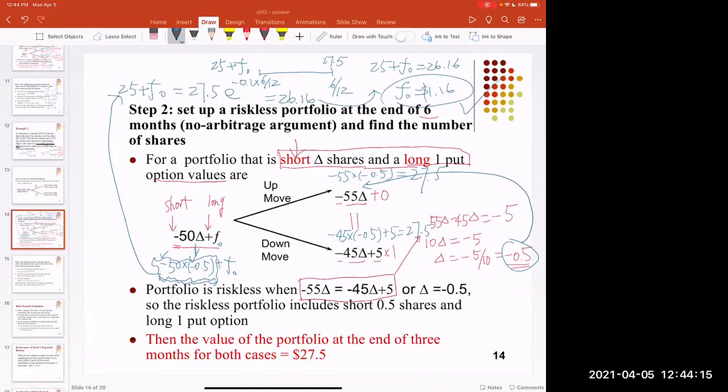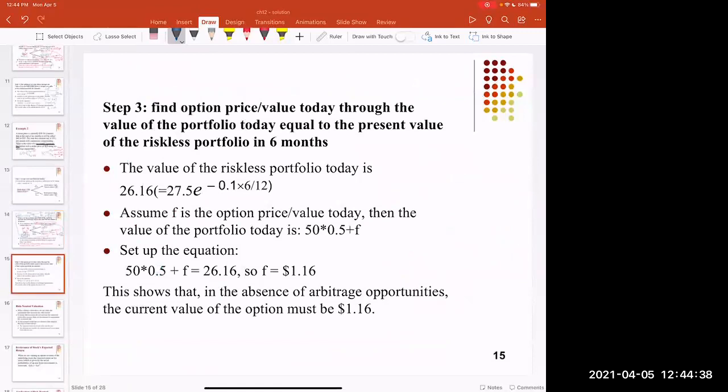So make sure you understand why this is 25. I think this is the place where a lot of students make mistakes. Why is it positive? Because we have negative times negative, which is positive. So delta could be positive or negative. Negative just means the short position. So for step 3, here is the answer, 1.16. This table basically shows the current value of the option must be $1.16.